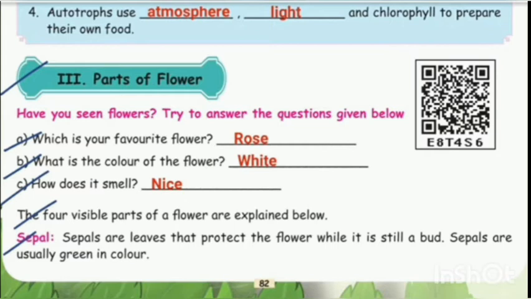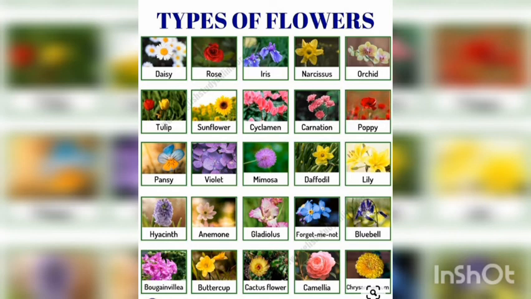Before we get into the parts of a flower, you want to know the types of flowers, children. I'll tell you some names of flowers. Daisy, rose, iris, narcissus, orchid, tulip, sunflower, cyclamen, carnation, poppy, pansy, violet, mimosa, daffodil, lily, hyacinth, anemone, gladiolus, forget-me-not, bluebell, bougainvillea, buttercup, cactus flower, camellia, chrysanthemum.